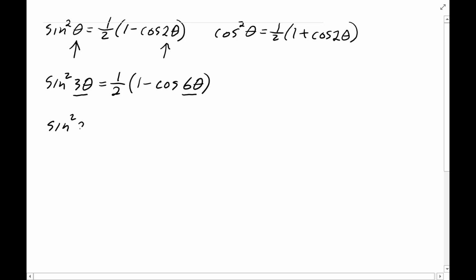So if we had sine squared of 2 theta, and we wanted to apply this reduction formula to it, we would take that angle of 2 theta and double it over here on the right and get 1 minus the cosine of 4 theta.